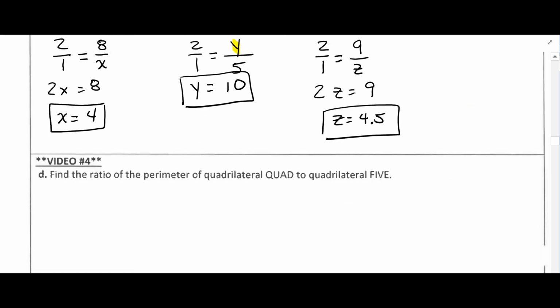Alright, for the last part here, I want you to pause the video and see if you can find the ratio of the perimeter of quadrilateral DUAQ to quadrilateral FIVE. So find the ratio of the perimeter. So pause the video now, and when we restart, the solution will be there so you can compare.